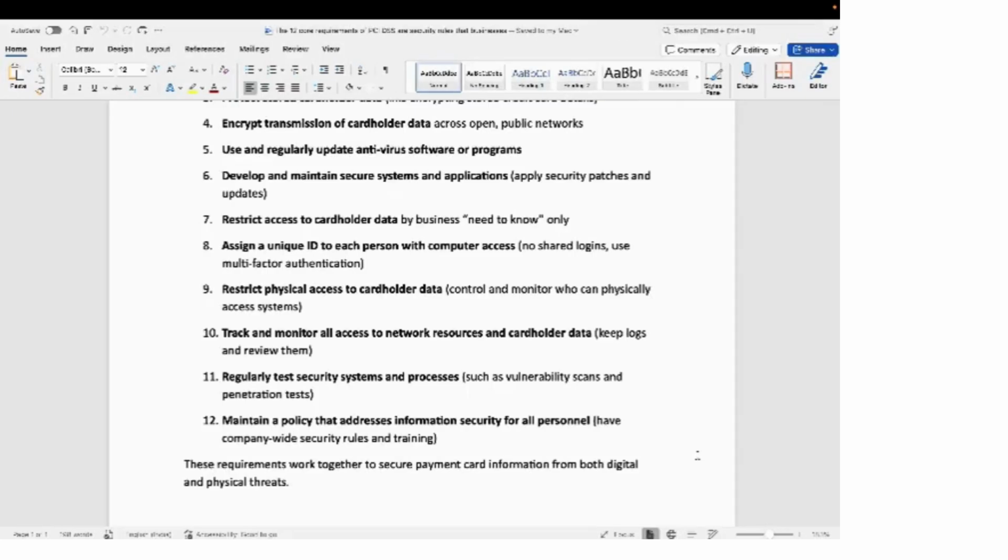Tenth, track and monitor all access to networks, resources and cardholder data. Keep logs and review them. You have to monitor logs, who has visited, and system logs should be stored in the log server, so that if required we can audit. And it should be NTP enabled, so NTP should be there.